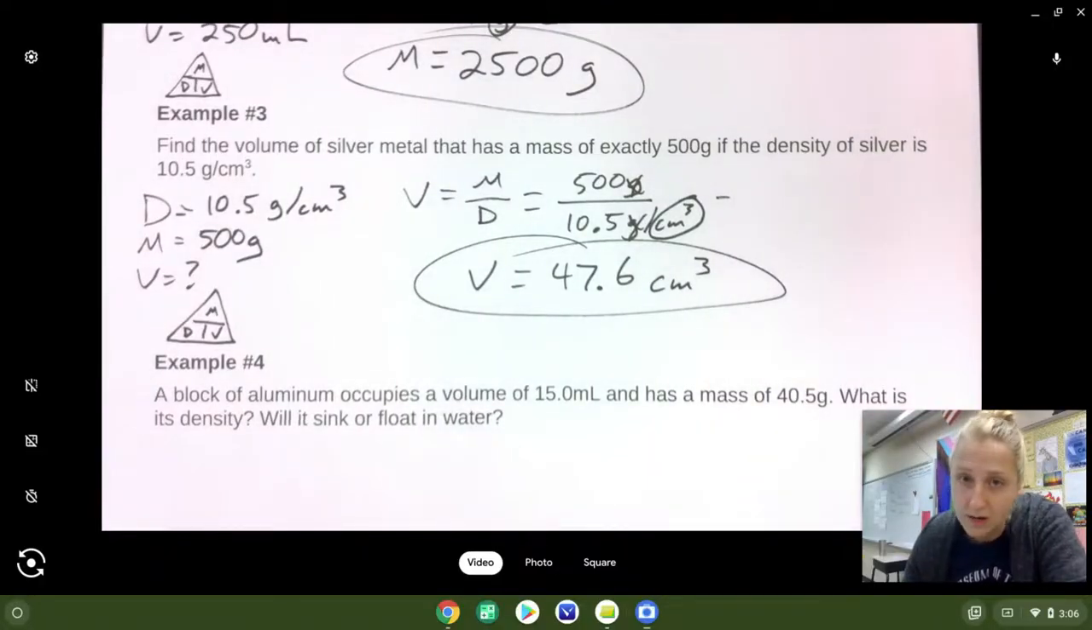Hopefully with those 3 examples, you kind of understand how to do this. I'll give you a link to another video that may be helpful too if my method isn't working for you. But there we go. That's how we solve density problems. Good luck.